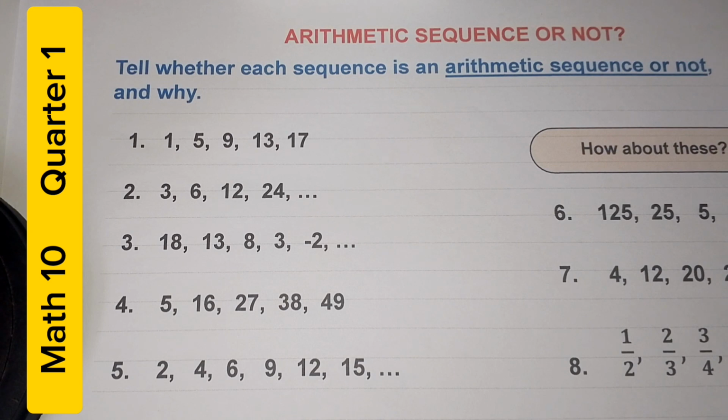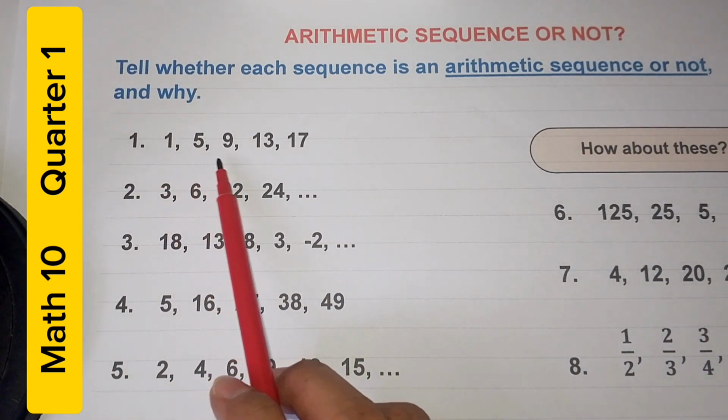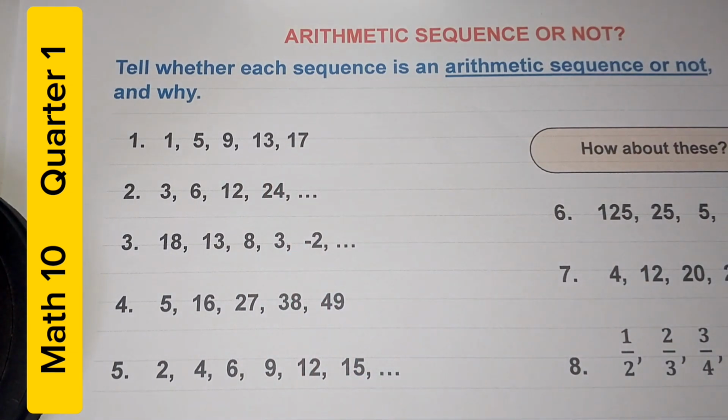Tell whether each sequence is an arithmetic sequence or not, and why. How will we know if a sequence is an arithmetic sequence? If it is possible to find a common difference, then it is an arithmetic sequence. Or if it is possible to find a constant number that if you add to each term, you're going to get the next term, then it is an arithmetic sequence.